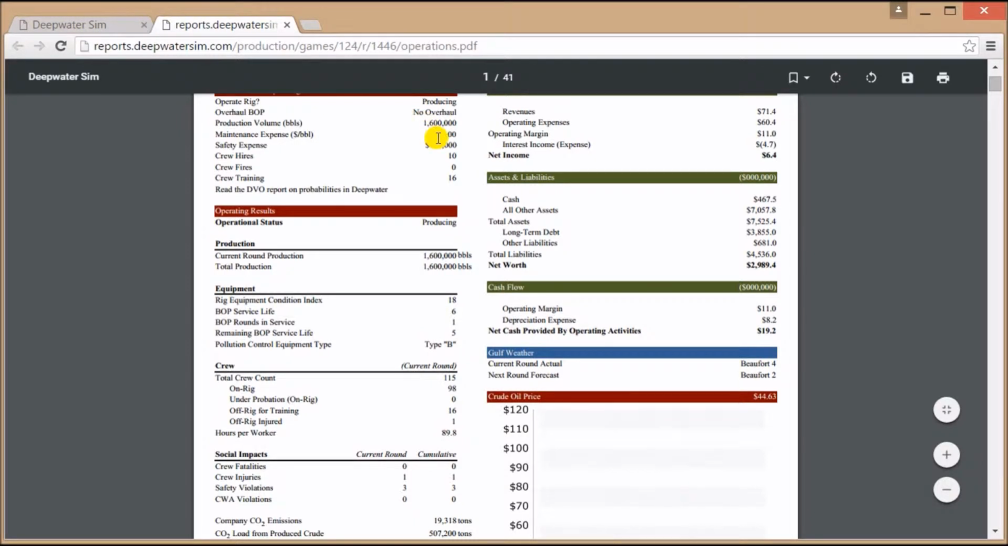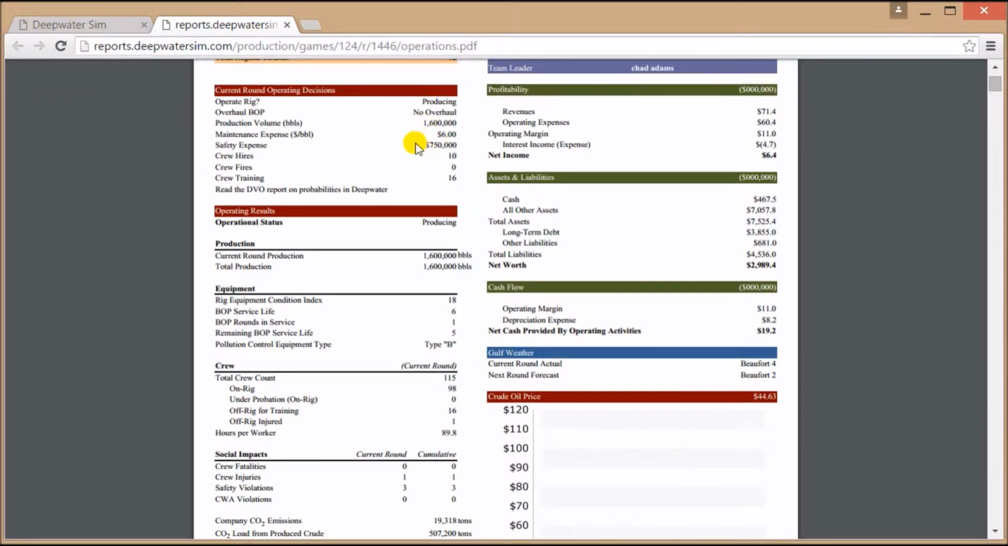They decided to spend $6 on maintenance, and they decided to spend $750,000 on safety. They hired 10, they didn't fire anybody, and they sent 16 off for training. And down here is a brief description of the ethical challenge for the round. Now let's just look for a moment at these decisions.